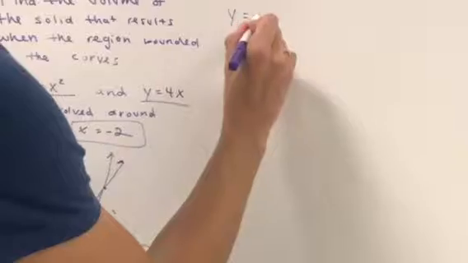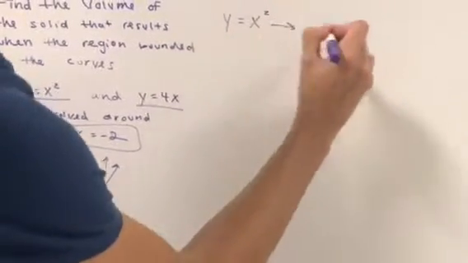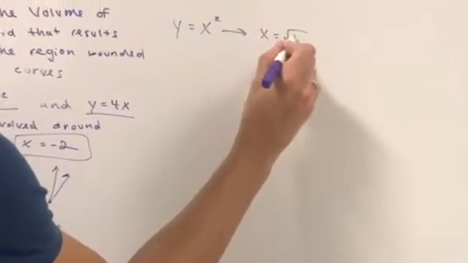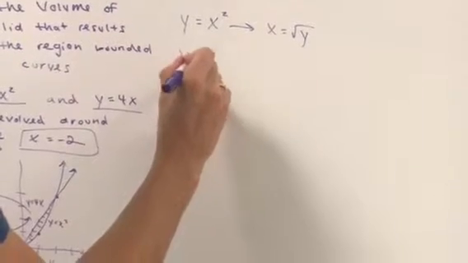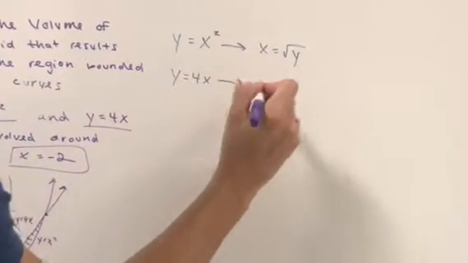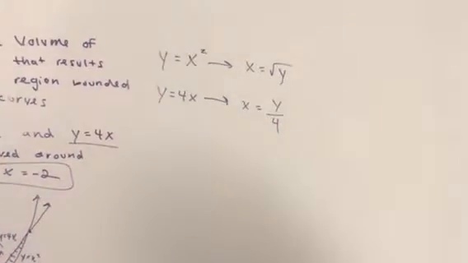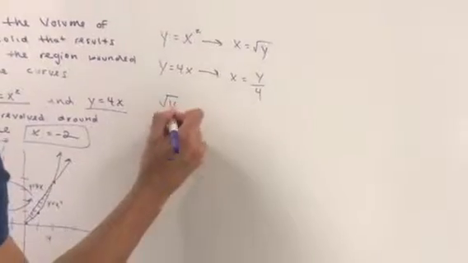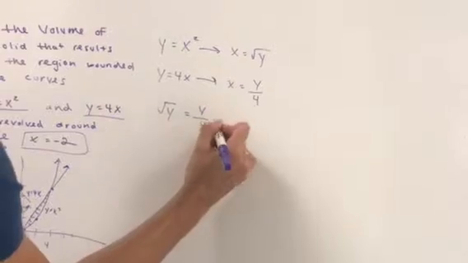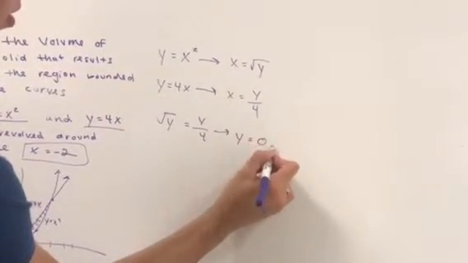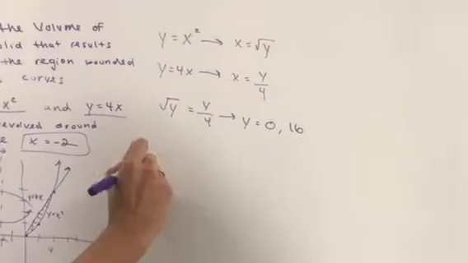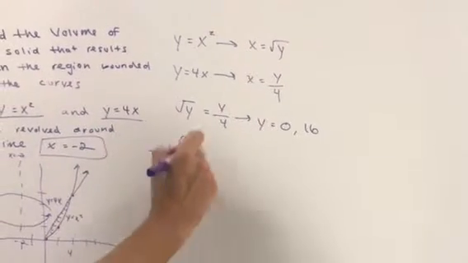Now we must convert our equations for the lines, which are y equals x squared and y equals 4x, into terms of y. So we must convert them to x equals the square root of y and x equals y over 4. We then set these two equations equal to each other so we can find the lowest and highest points of intersection, which are at y equals 0 and y equals 16.